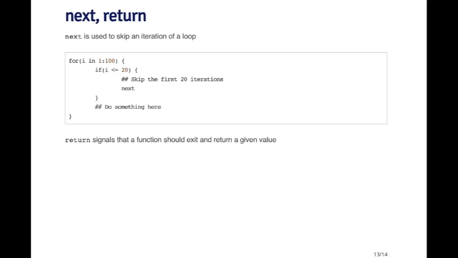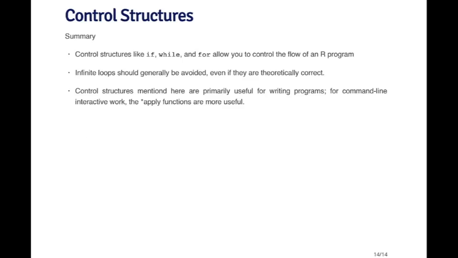Once i gets beyond 20, then of course the expression i less than or equal to 20 will be false, and so it won't execute the next. It'll go into whatever the body of the code for the for loop is. So next is a way to skip an iteration in a loop, and of course break is a way to exit the loop entirely. The return function is another function that can be used to exit a loop, and it's primarily used to exit a function. So it'll exit the entire function and return a value that you pass it. We'll talk more about return when we talk about functions, but it's something that can interrupt the flow of a program too. So that's control structures for now.